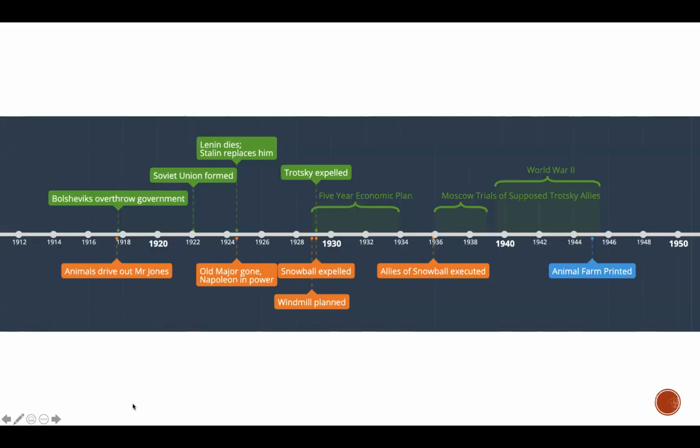But if we actually look at a timeline of what was happening in the Soviet Union for the first part of the century, there's a pretty clear connection between the overthrow of the existing government, the establishment of the Soviet Union, the characters who are in place, Napoleon as an analog for Stalin, Snowball associated with Trotsky and Trotsky's followers. So there's this clear mapping between that set of events. And obviously the book itself is printed just about at the end of World War II. So that's the period that it is potentially covering.